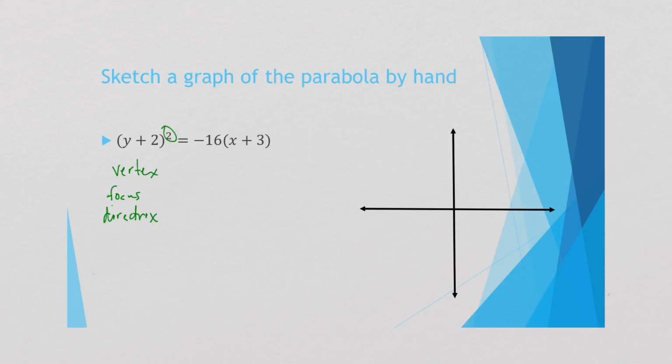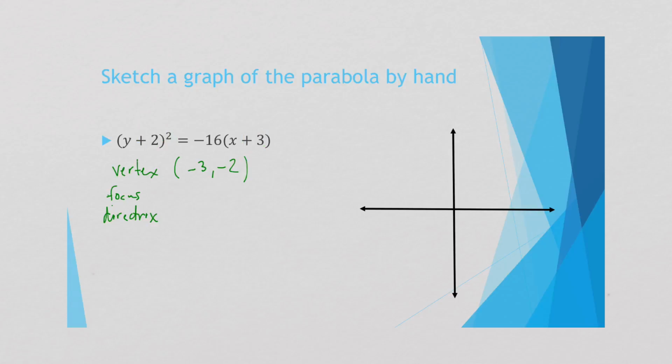So I need to determine, is this opening left or right? Well, because this is negative, start over. So, vertex, let's get that down first. My vertex is going to be -3, -2. Remember, our points are x, y, so I need to use the x part first, then the y part to get my vertex.